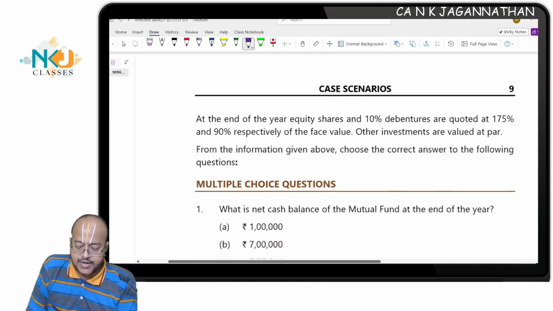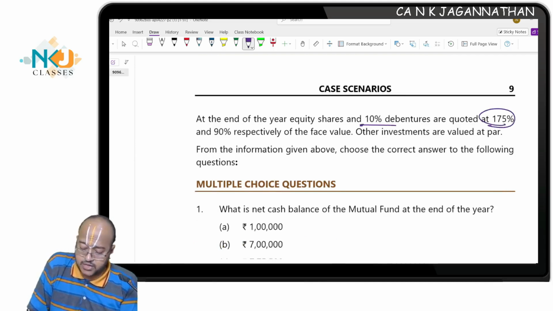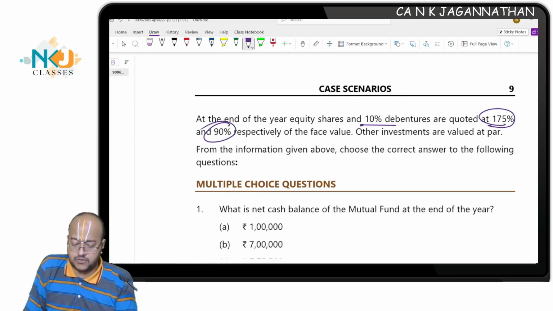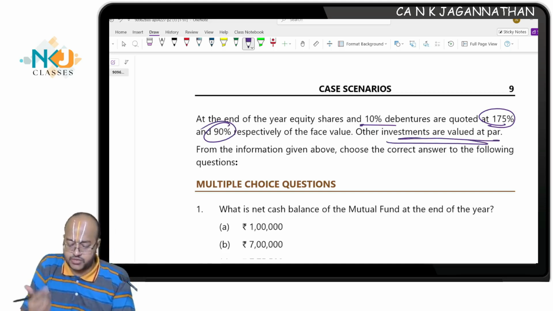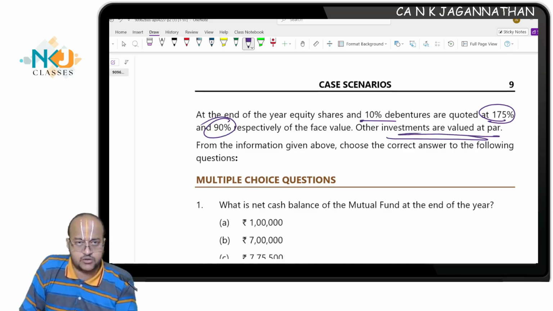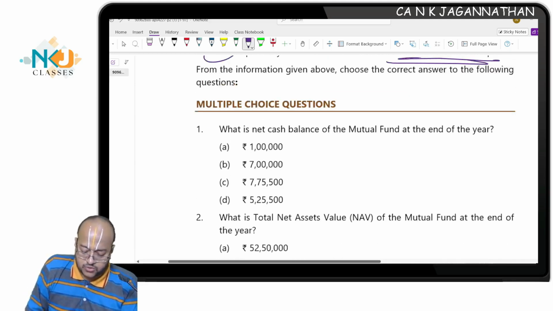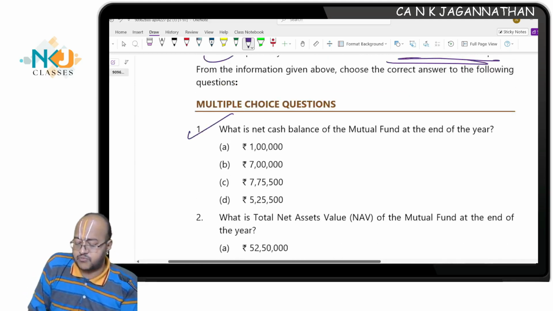Okay, now at the end of the year, equity shares and 10% debentures are quoted at this much: equity shares at this price and debentures at 90% of value, and all other investments are valued at par. This type of question is there in your past examination questions and your RTP as well. I think you can go through it. What is the net cash balance of the mutual fund at the end of the year?